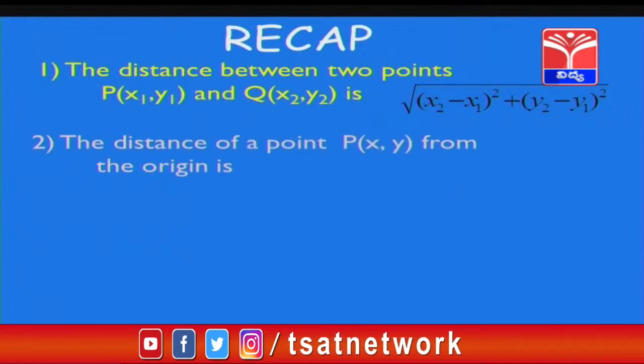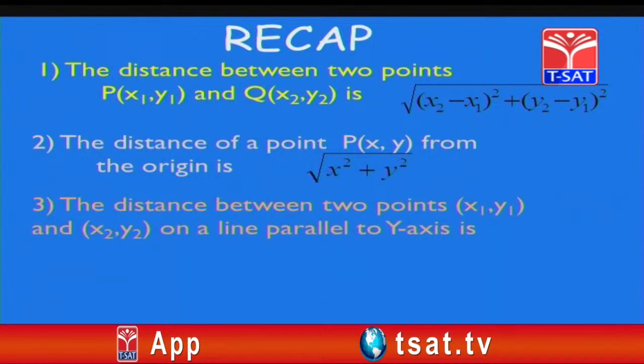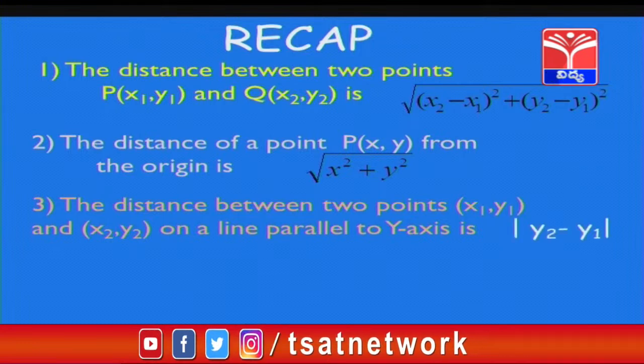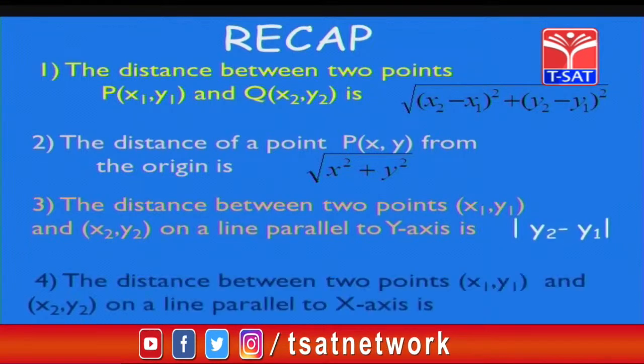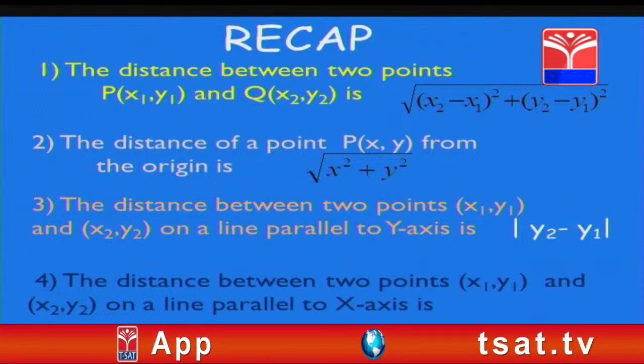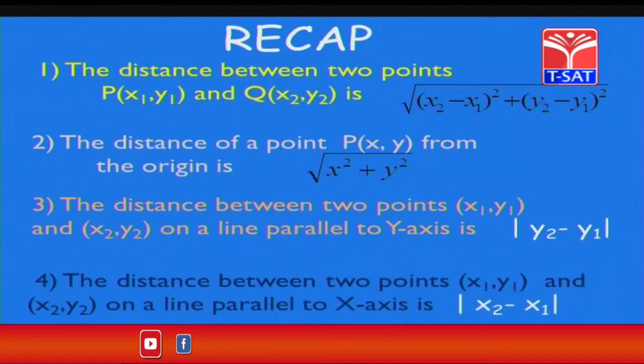Second one, the distance of a point P (x, y) from the origin is under root x square plus y square. The distance between 2 points (x1, y1) and (x2, y2) on a line parallel to y axis is modulus of y2 minus y1. The distance between 2 points (x1, y1) and (x2, y2) on a line parallel to x axis is modulus of x2 minus x1.